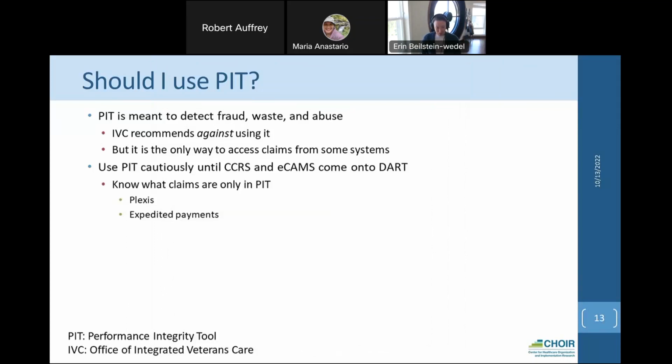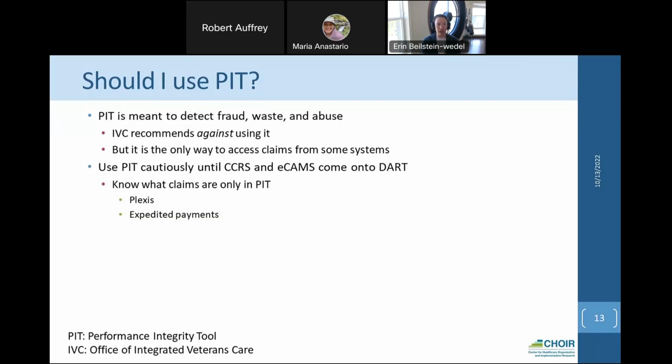Oh, so PIT. I think a lot of people are using PIT still. PIT is a program that is meant to detect fraud, waste, and abuse. There's a whole bunch of business rules built into it, and that is its main focus. So IVC highly recommends against using it. I just want to make that clear. But it is the only way to access claims from some systems.